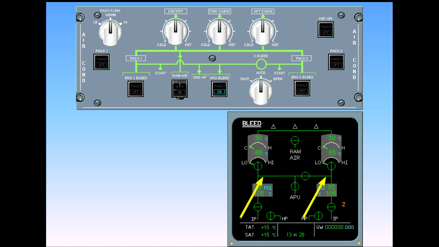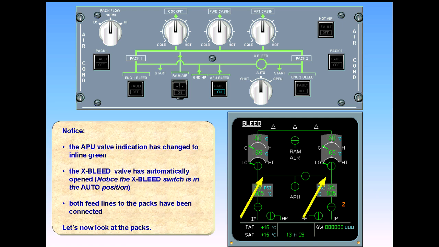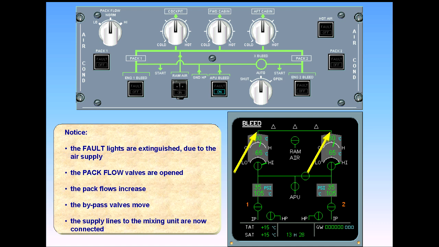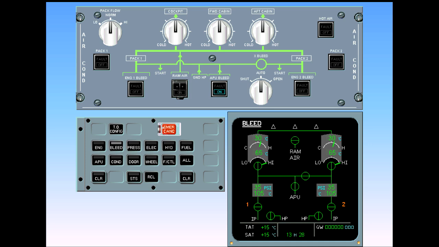Let's now look at the packs. Notice the fault lights are extinguished due to the air supply. The pack flow valves are opened. The pack flows increase. The bypass valves move. The supply lines to the mixing unit are now connected. Both packs are now providing air conditioning.